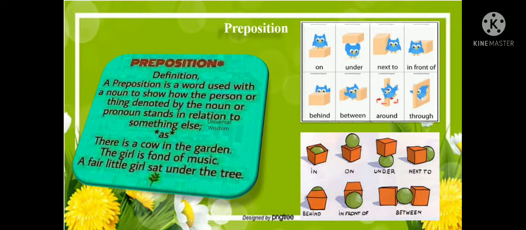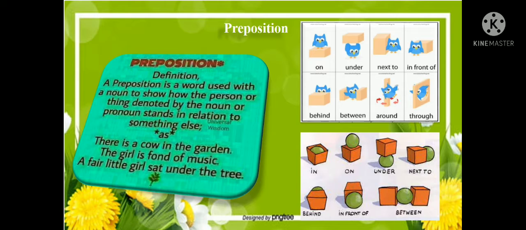Next one is the preposition. So what is a preposition? A preposition is a word used with a noun to show how a person or thing denoted by the noun or pronoun stands in relation to something else. Yes, students, a preposition is a word used with a noun or pronoun that shows the relationship between the noun or pronoun and another word.